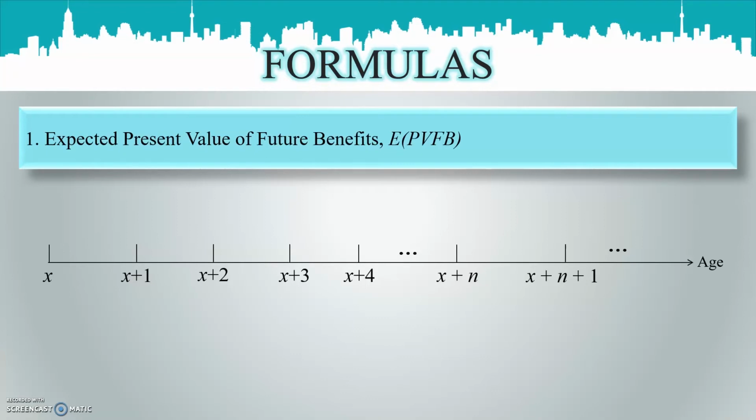As you can see in the timeline, a person who dies within year X and X plus 1 will receive the benefit at the end of the year, and we discount the benefit back to the current time with the discounting factor and probability of death. For a person who survived within year X and X plus 1 and dies within year X plus 1 and X plus 2, we will discount back the benefit to the current time with the discounting factor and the probability of death to get the present value.